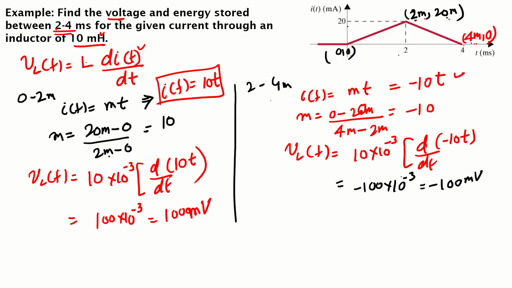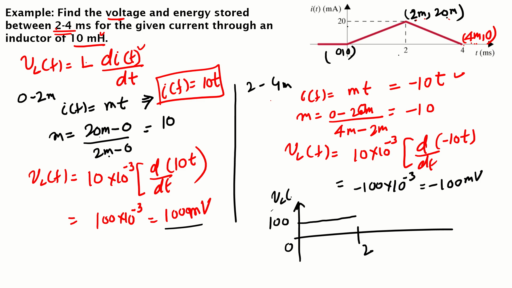If I draw this waveform, from 0 to 2 milliseconds, what is the value of voltage? 100 milli, a constant, so we can just draw a constant here. This is the voltage drop in millivolt. From 2 to 4, the voltage is minus 100 millivolt, so it's a straight line with a value of minus 100. If this is the current waveform, this is the voltage drop across the inductor waveform for this case.